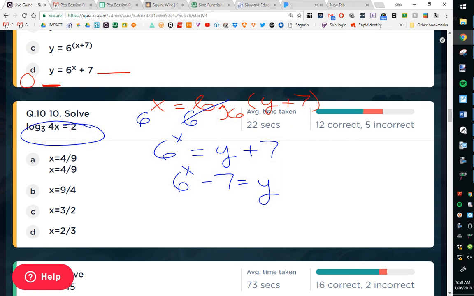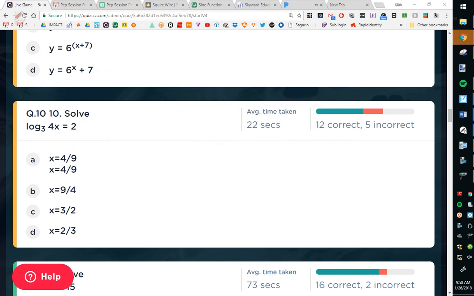Number 10, same thing. Log base 3. I want to get rid of a log base. So I'm going to raise both sides to the third power.